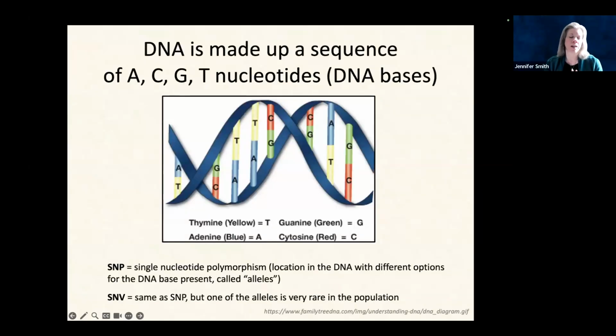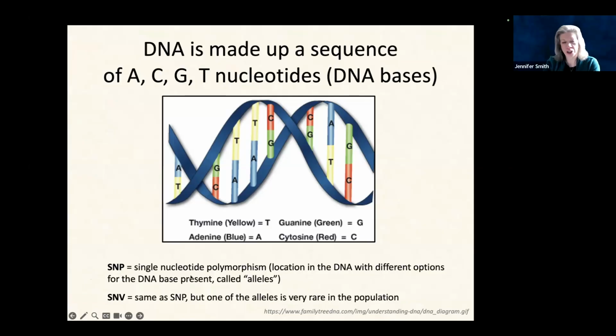So just to be clear, DNA is made up of these sequences of A's, C's, T's, and G's, the nucleotides or the DNA bases, right? You remember the double helix, A pairs with T, C pairs with G. And I just wanted to remind you of some nomenclature in genetics.